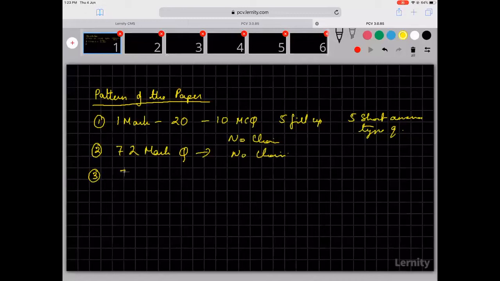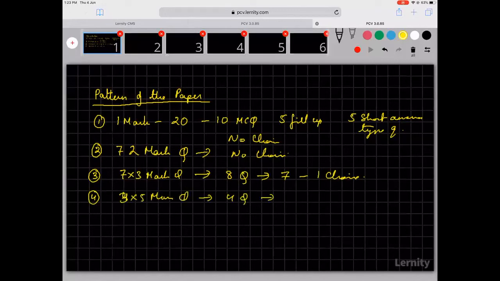Then you will have 7 3-mark questions. I have given 8 questions in total. I am expecting you to write 7, so there is one choice. Then you have to write 3 5-mark questions. I have given 4 questions. I am expecting you to write 3 out of them. So there is again one choice.